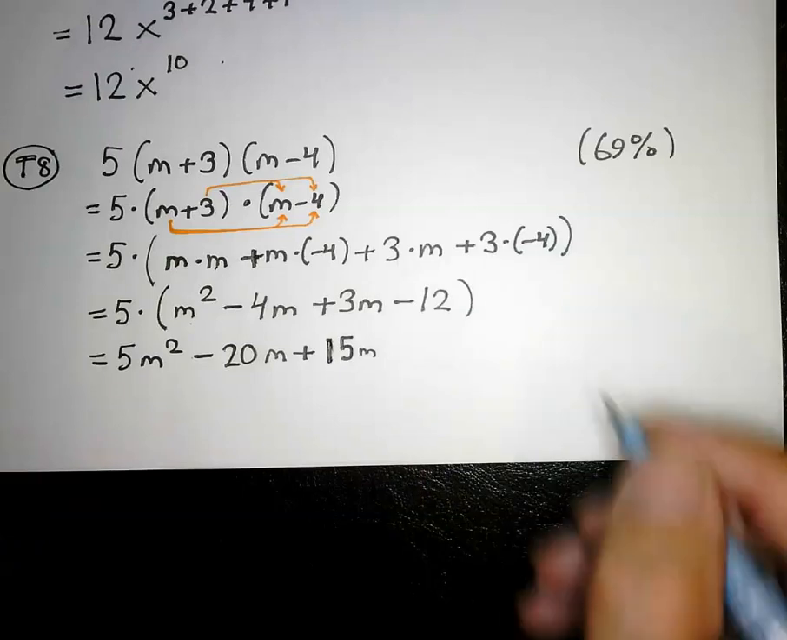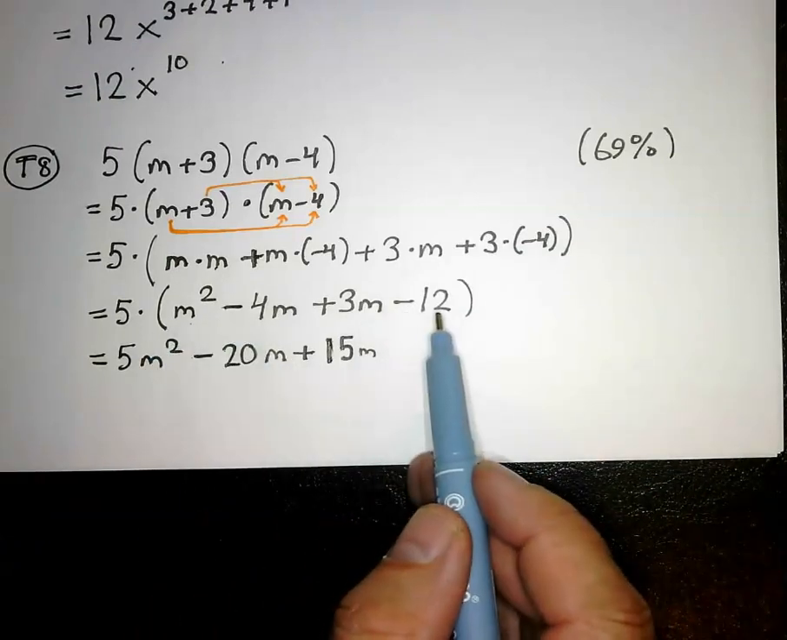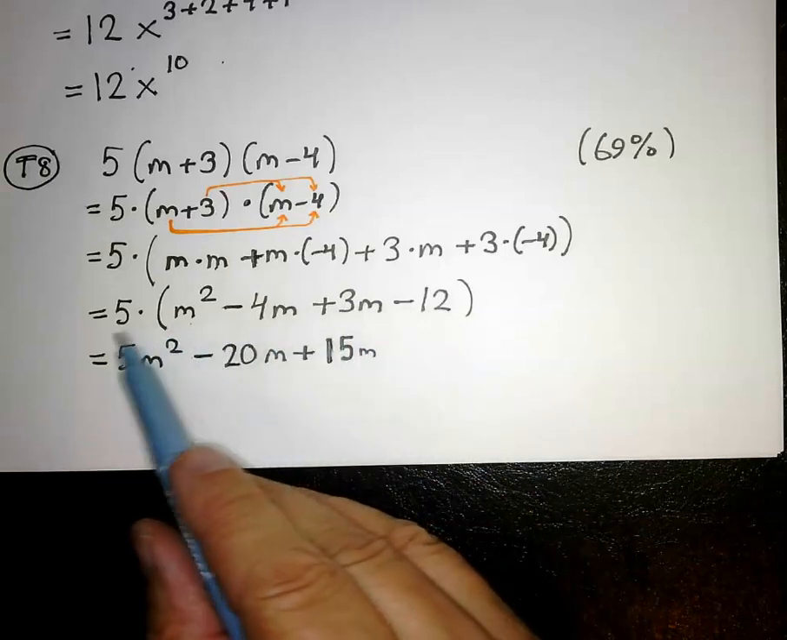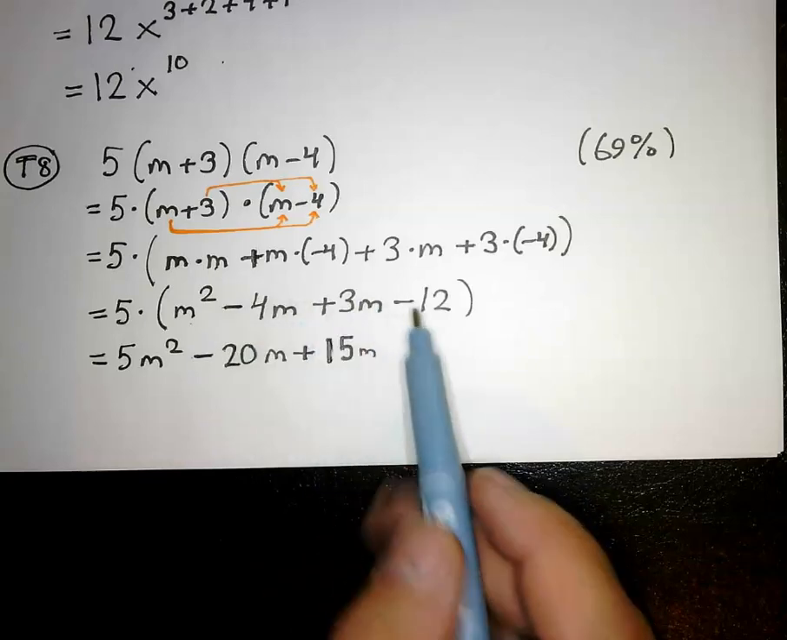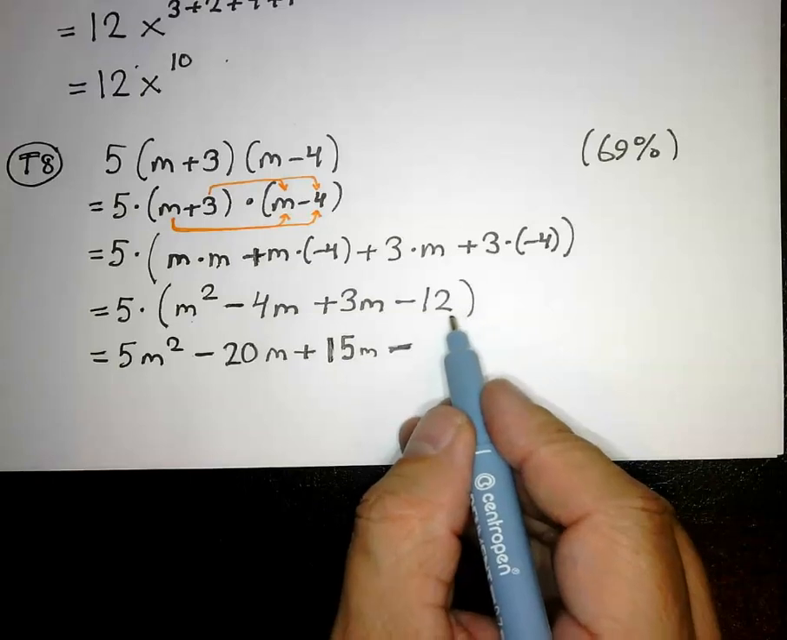Dry pen. And the last one, 5 times minus 12. There is one positive number and one negative number, so it will be negative. 5 times 12 is 60.